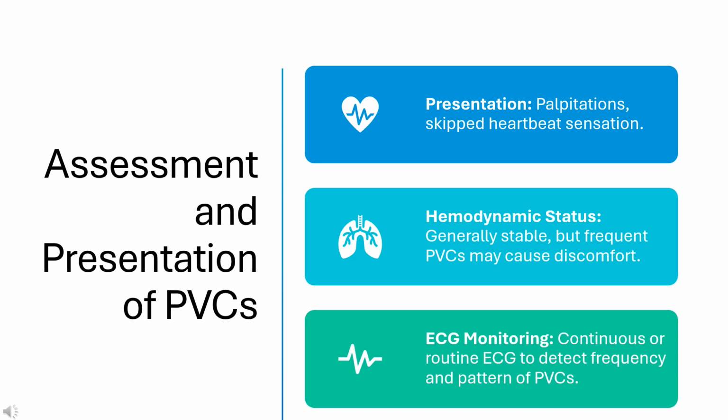Patients with PVCs often report feeling palpitations. This is described as an awareness of the heartbeat, which may feel like pounding, fluttering, or irregular heartbeats. The sensation of palpitations can be distressing for patients, even if the PVCs are benign. PVCs can also cause a sensation of a skipped or missed heartbeat.